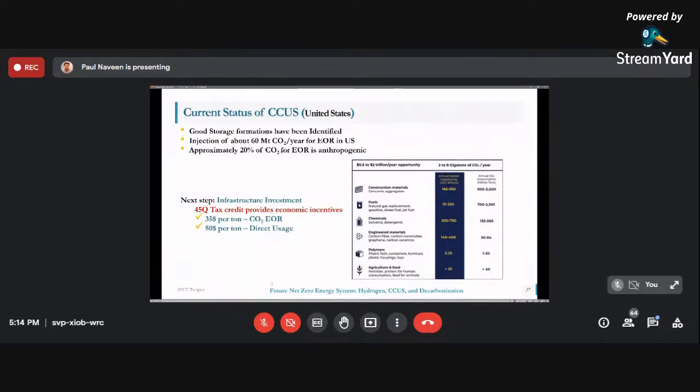And if you use it for direct usage, the right side shows the direct uses: construction materials, fuels, chemicals, engineering materials, polymers, agricultural products and fertilizers, graphene, carbon ceramics. In all these uses, if you directly utilize carbon dioxide, $50 per ton is provided. So much credit is being provided from the global aspect, so this is an investment. As of today, we see that 2 to 8 gigatons of carbon dioxide every year is being utilized in this way, and the other amount of carbon dioxide is directly injected into the subsurface.